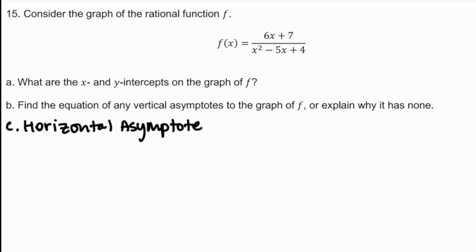Okay, it's going to grow much faster because of that second power, and as the denominator grows faster than the numerator, you get a bigger denominator, you're dividing by more, you end up with less, and it gets closer to 0. So I'm just going to say that because the degree of the bottom exceeds the degree of the top, the horizontal asymptote is going to be y equals 0.